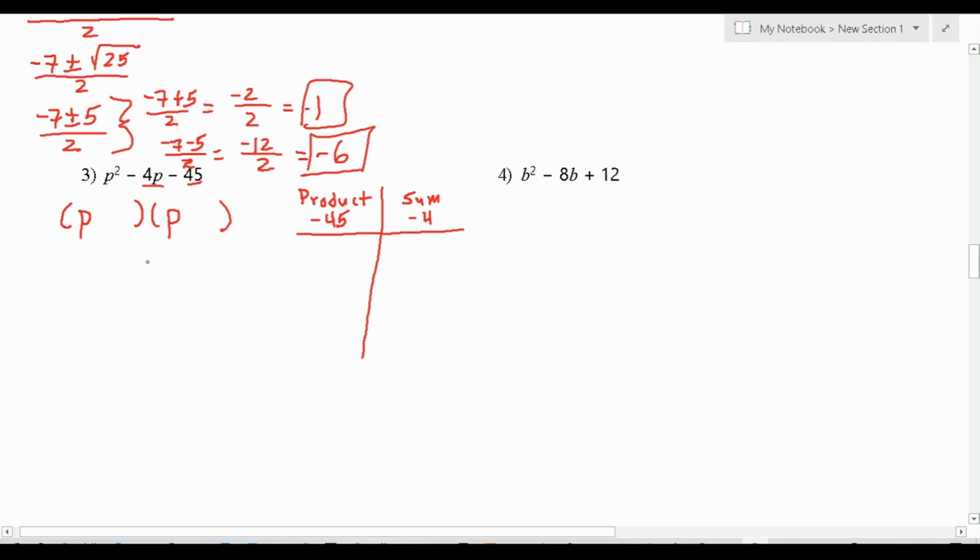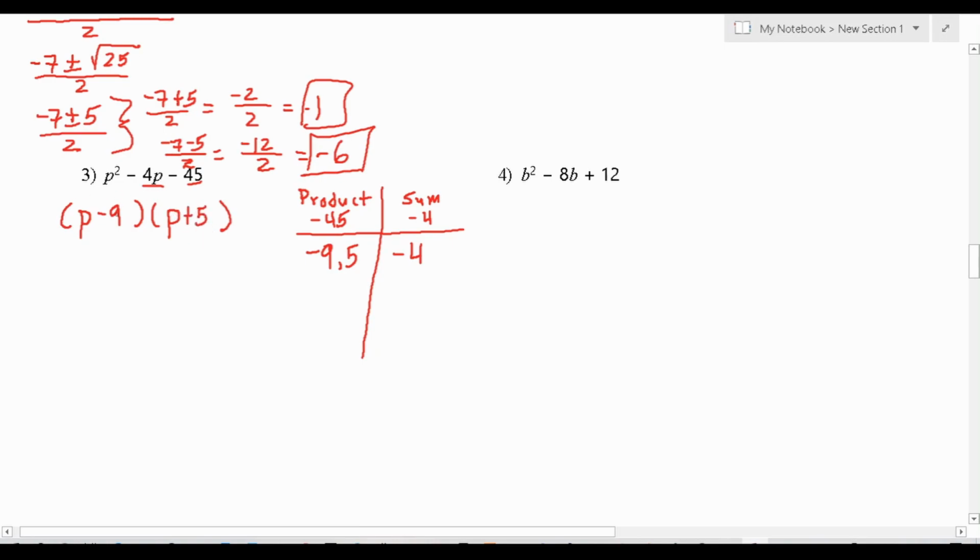Let's think about that. Well, I know negative 9 times positive 5. Again, a negative times a positive will give you negative 45. And negative 9 plus positive 5 will also give you negative 4. So those are going to be the two factors that work. So I know it's going to be negative 9 and positive 5.